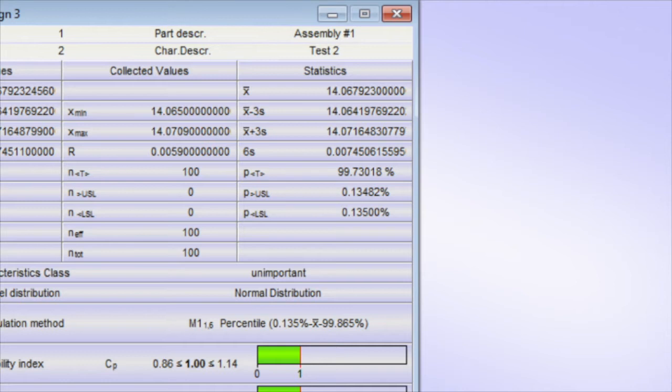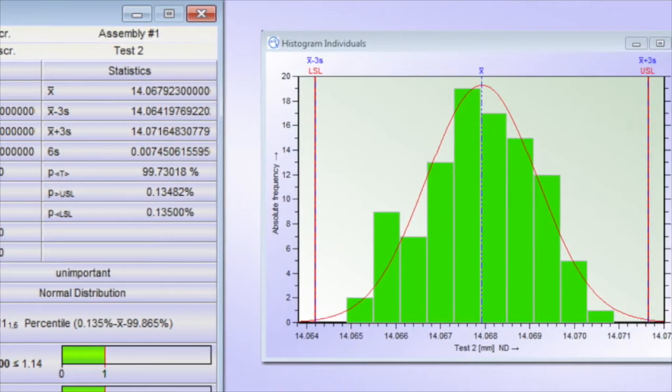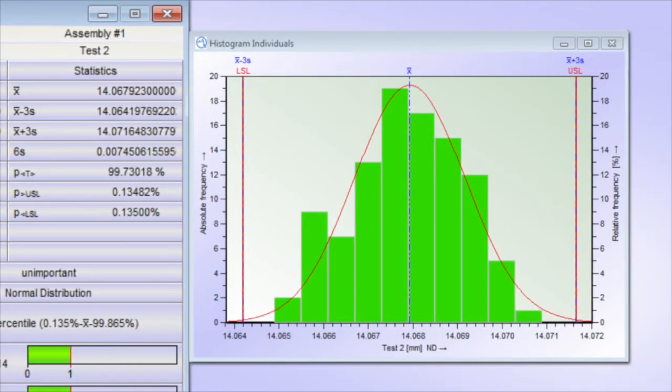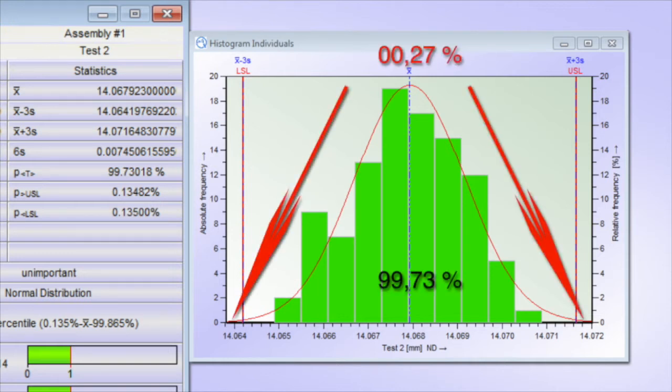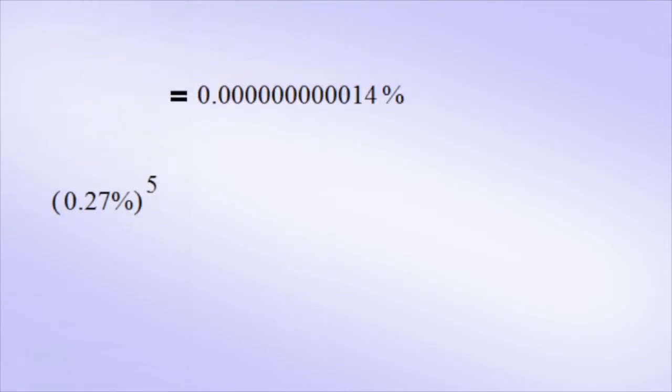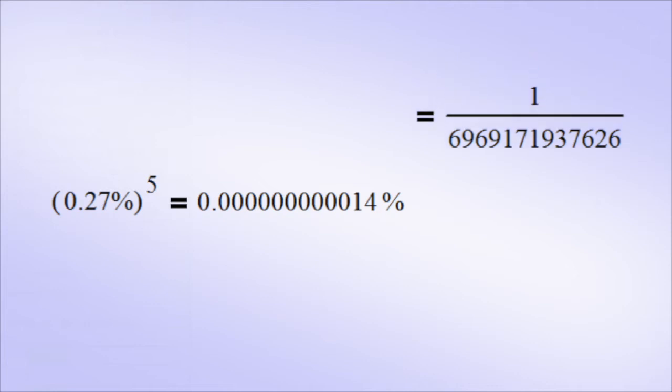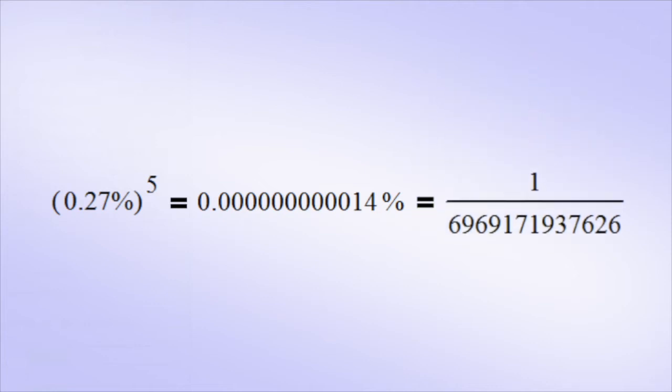Suppose the process capability index is more than 1, and therefore the probability of each part being out of tolerance is 0.27%. So the probability that all 5 parts will simultaneously be out of specification is approximately 1 in 7 trillions. That is quite unlikely and overly conservative.